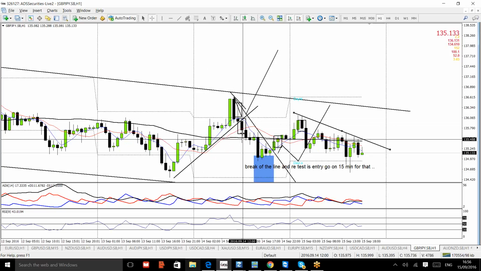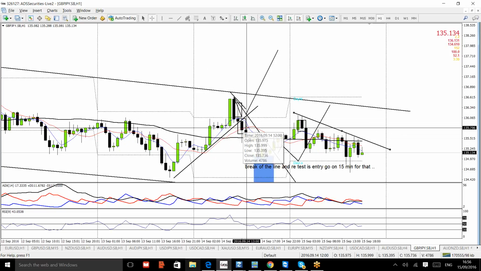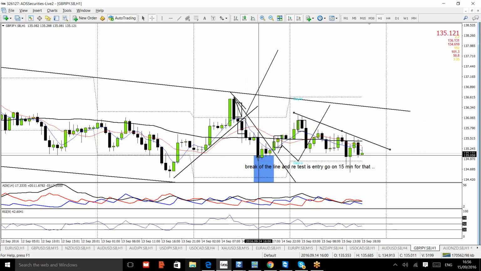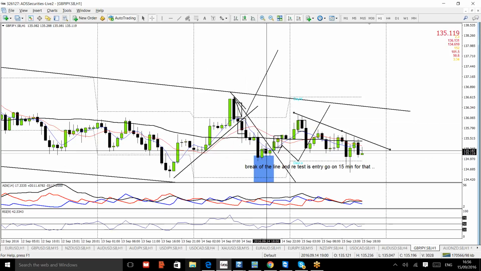If I enter a trade, I'm not going to close the trade on this candle. I'm not going to close the trade on this candle. But this candle, maybe on these candles I'll close.